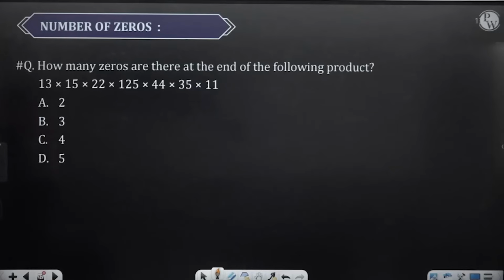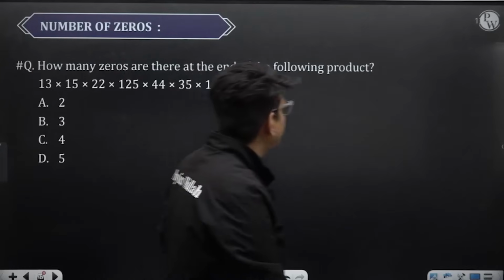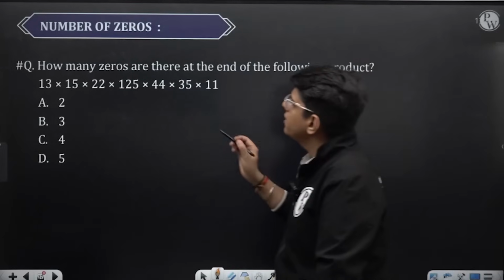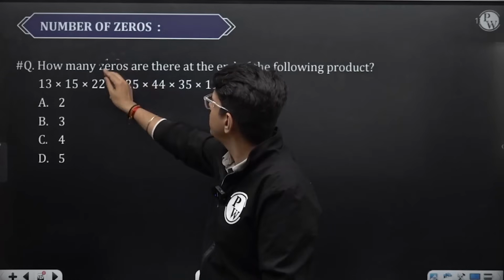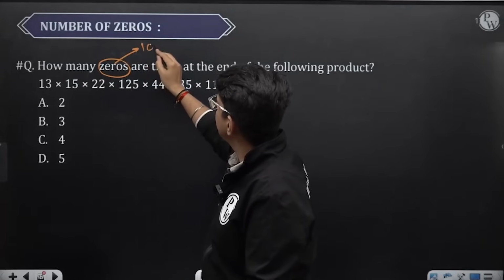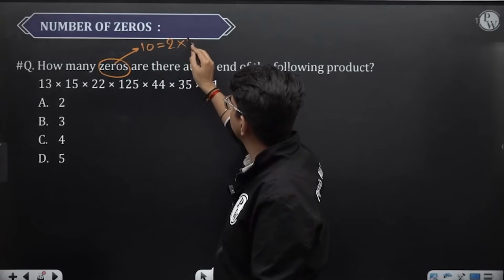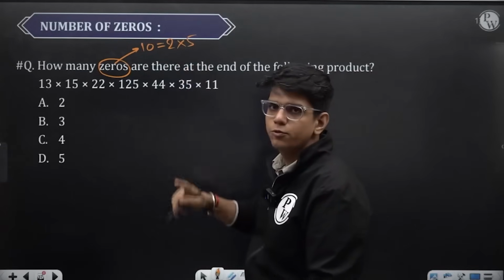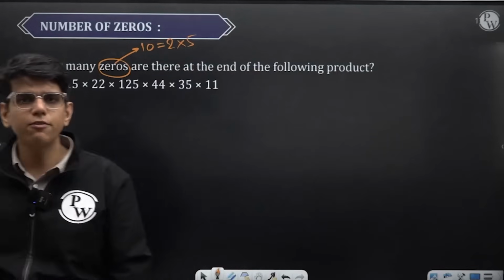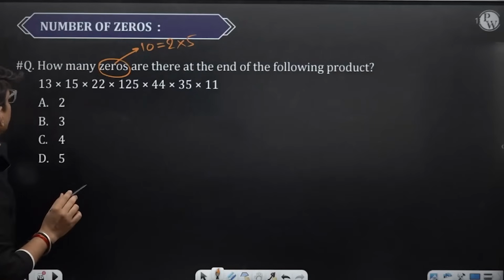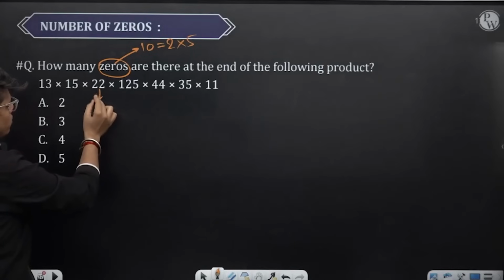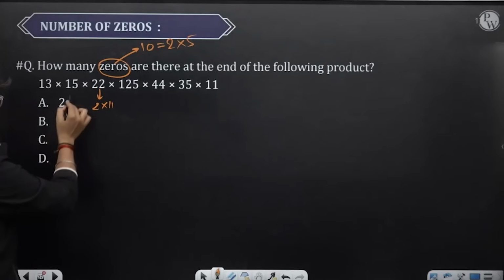Next thing is this. How many zeros are there at the end of the following product? So first of all, understand the number of zeros depends on 10, and 10 is made by 2 into 5. Okay. So for every 0, we need one 2 and one 5. So which one is the limiting term? That will decide how many zeros will be there. So let's find out how many 2s are there. So this can be written as 2 into 11. Right. Here we can find 5 into 3.